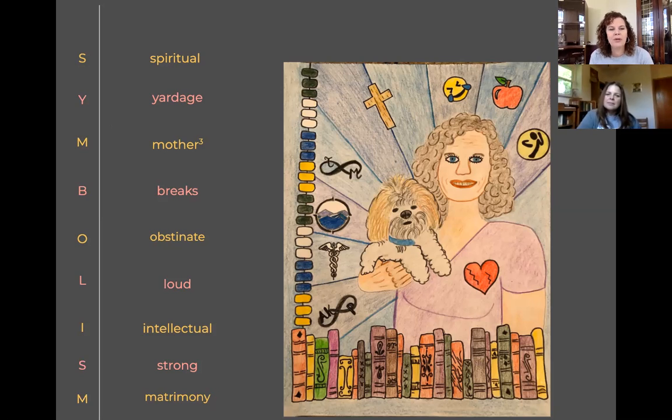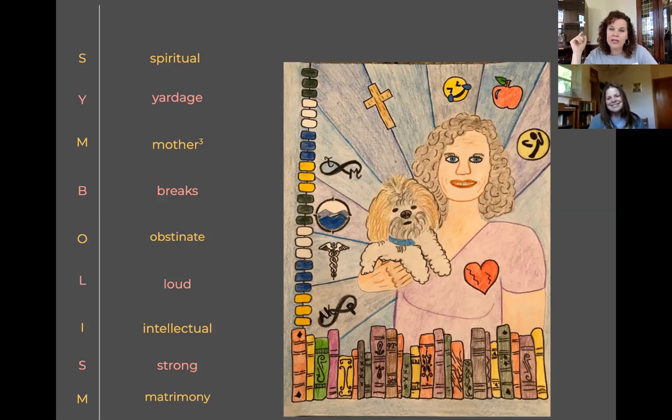For mother, I put mother with the exponent 3 beside it because I have 3 kids and they're very important in my life. And they're represented in my self-portrait by the doctor symbol down there at the bottom, because my oldest son is going to medical school, and then the laughter symbol because my youngest son keeps us all in stitches, and he's very, very funny.